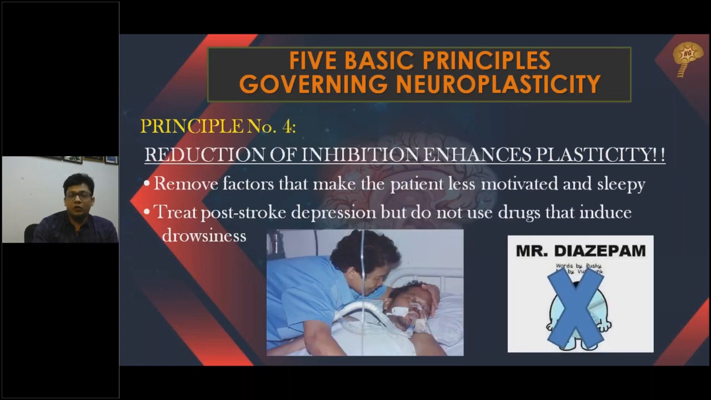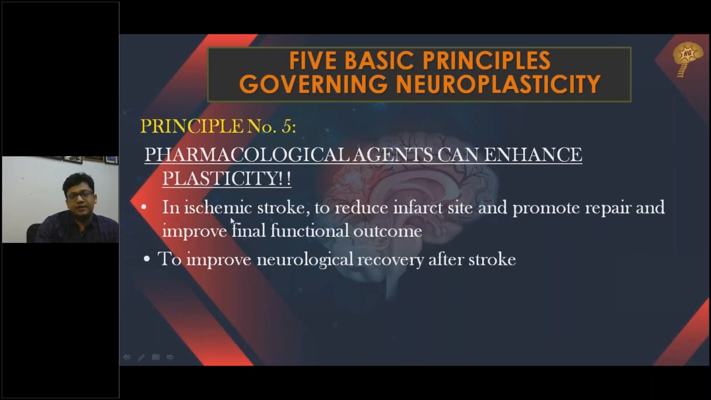Principle number four is reduction of inhibition enhances plasticity. So you have to reduce inhibition. Remove factors that make the patient less motivated and sleepy. Treat post-stroke depression, but do not use drugs that induce drowsiness. So reduction of inhibition will enhance plasticity. And the fifth principle is pharmacological agents can also enhance plasticity.